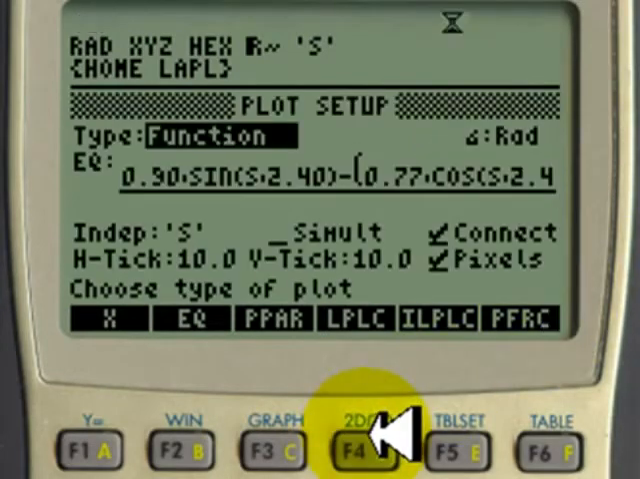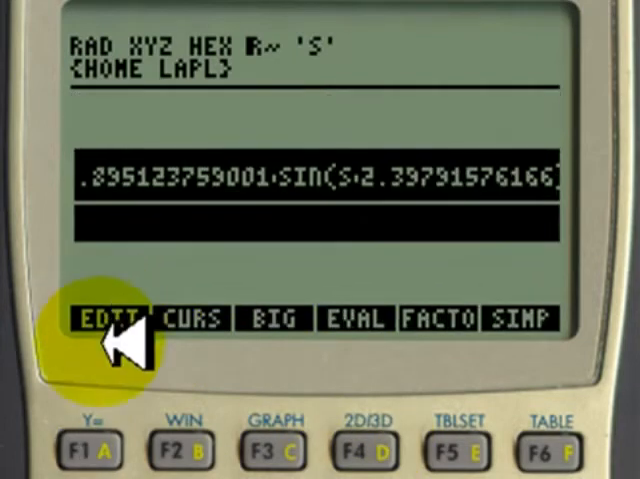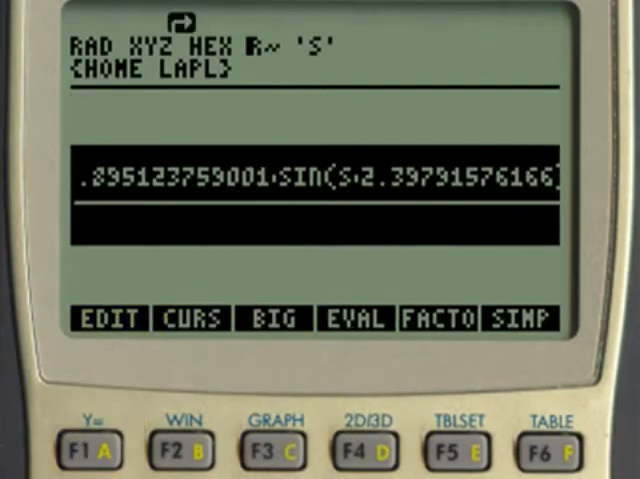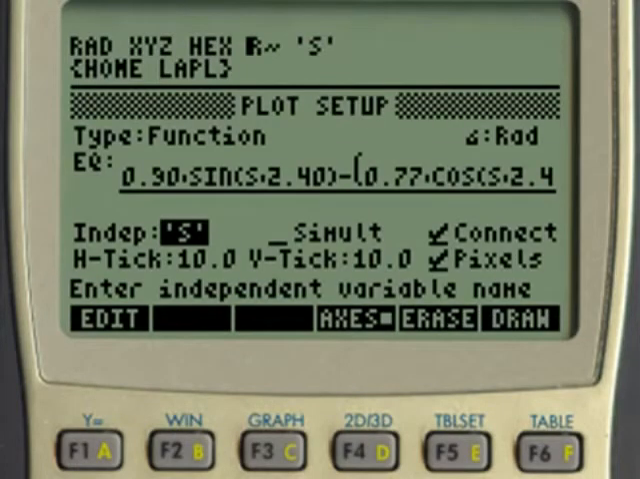In 3D, down here, edit, red, paste, bingo, enter, and the independent variable is S. Do not forget to change that to S. I had already done it.